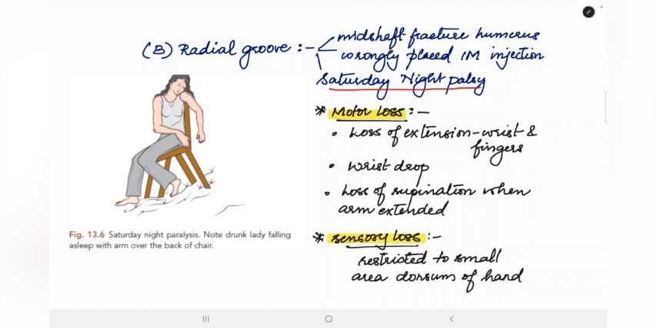Extension of the elbow is possible, but it may be a little weak because the nerve to the long and the lateral head of triceps arises in the axilla, which is before the site of lesion. That is, it is before the radial nerve supplies the triceps. These branches arise from the axilla, which is located above the radial groove, right? So even if there is an injury to the radial groove, these branches will not be affected.